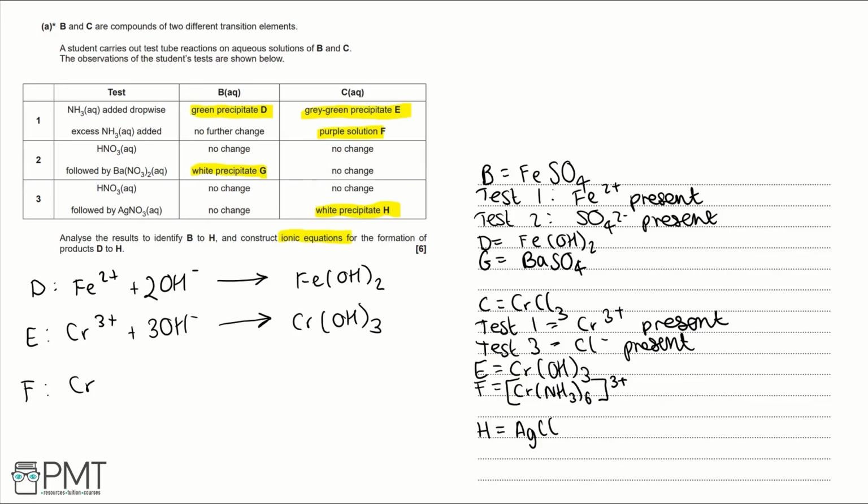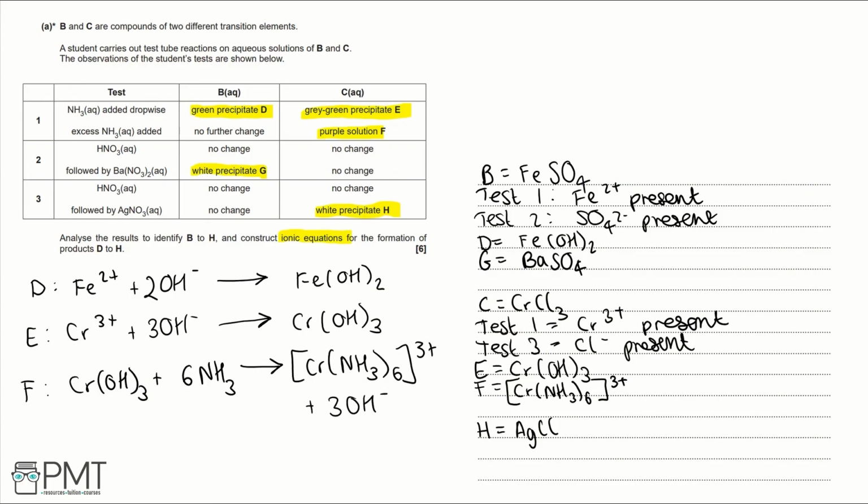So starting with E, we start with Cr(OH)3. Then we're going to add ammonia because we're adding excess ammonia. And then we're going to produce this complex of [Cr(NH3)6]3+ plus 3 OH minus, because this ligand has been substituted for the NH3 or ammonia ligand.